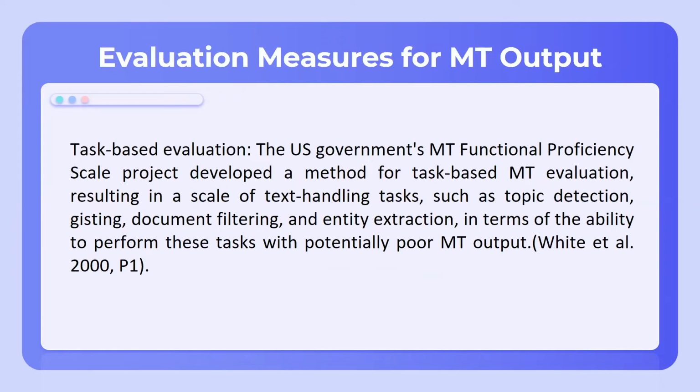There is also task-based evaluation. For example, the US government's machine translation functional proficiency skill project was developed as a method for task-based machine translation evaluation, which resulted in a scale of text handling tasks, such as topic detection, gisting, document filtering, and entity extraction, in terms of the ability to perform these tasks with potentially poor machine translation output.